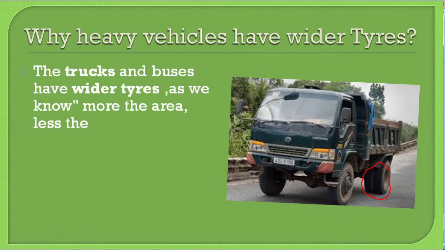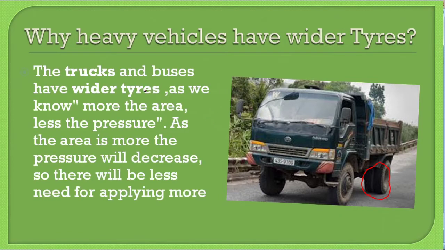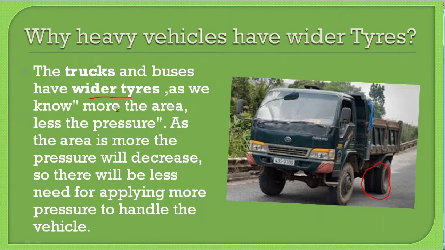So you can see the truck and the bus have wider tires. So more the area, lesser the pressure. As the area is more, the pressure will decrease. Now there will be less need of applying more pressure to handle the vehicle, so to handle the vehicle, it will be easy. So that's why, to increase the area and reduce the pressure, they put more tires and wider tires.